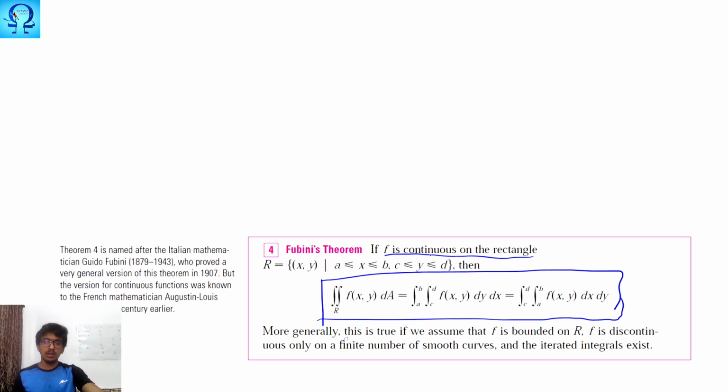Here the continuity may be relaxed just by requiring that the function is bounded and discontinuous only at a finite number of smooth curves. Okay, so if it is relaxed to this case also, we are going to get that the iterated integrals exist.